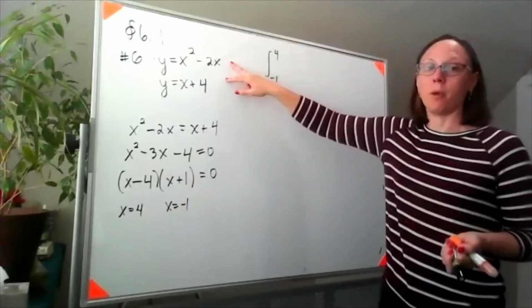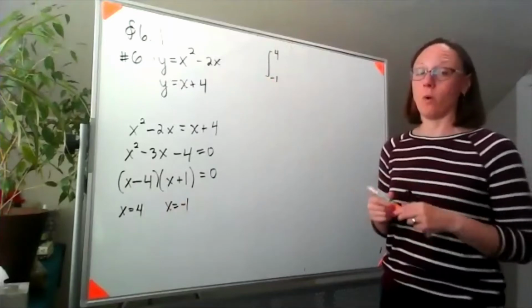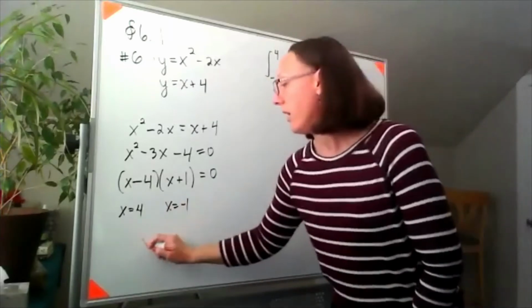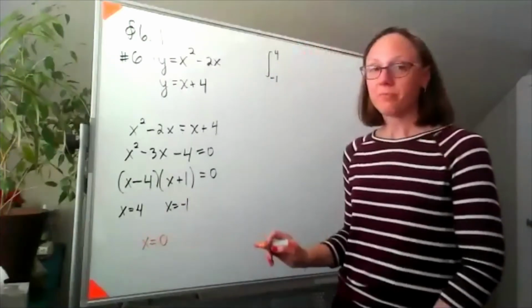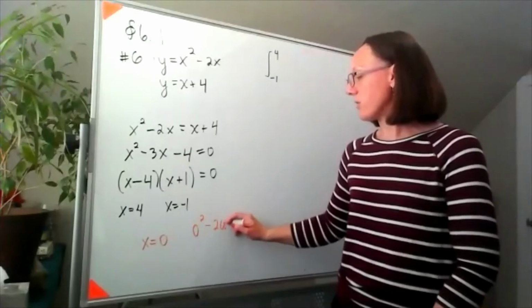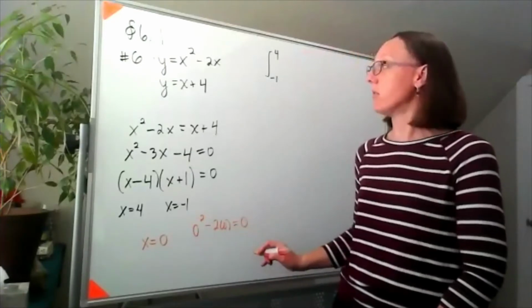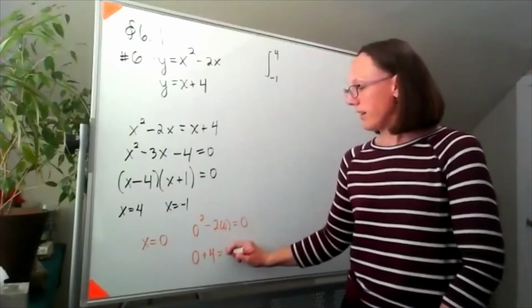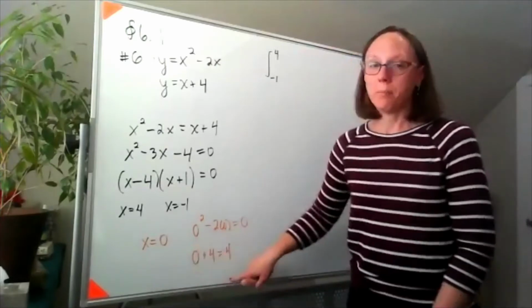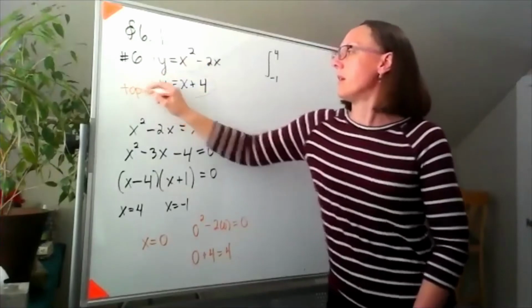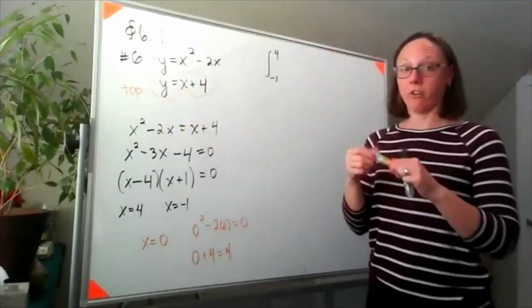functions is on top, or which has a greater y value. If I picked a test point between negative 1 and 4, like 0, and I look at 0 squared minus 2 times 0, well, that's 0. And 0 plus 4 is 4. So that means that this function is on top because there's a greater y value there.